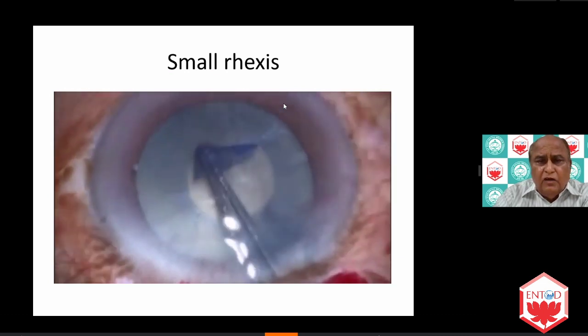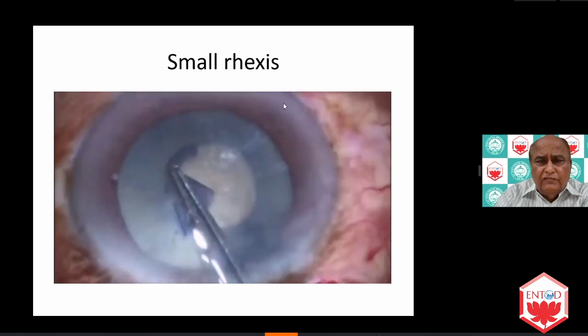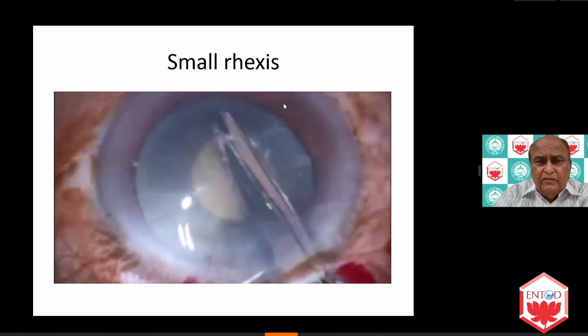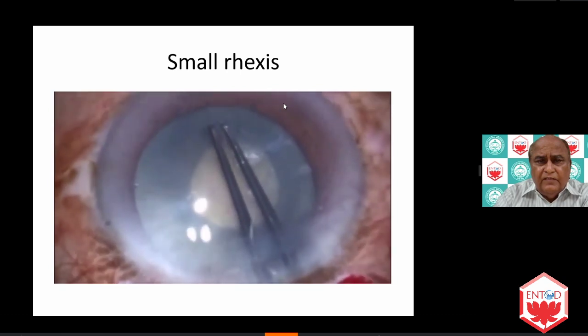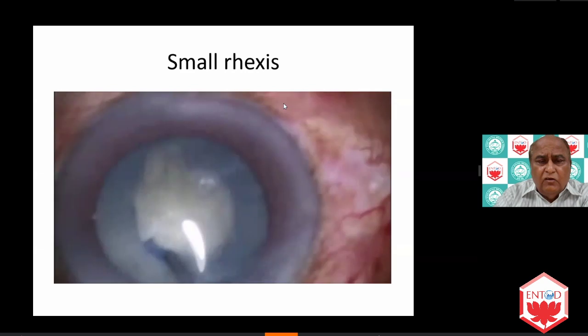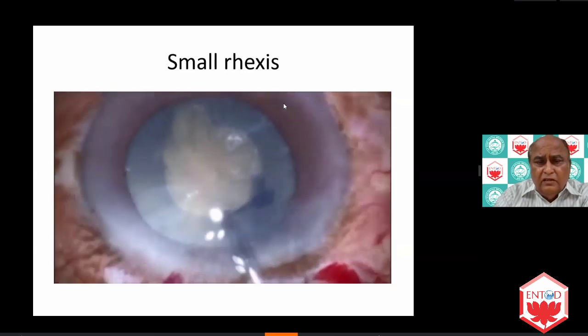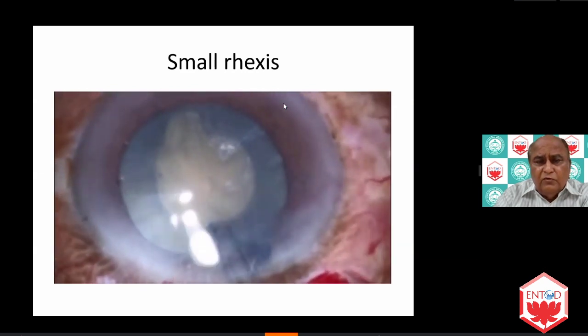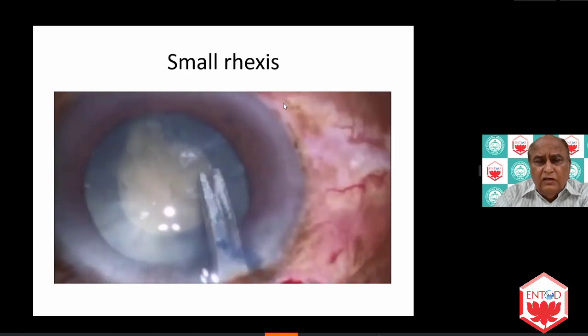So I'll just show you how to do this. Supposing you have done a small rhexis, you make a nick there and then you extend it. It is not essential that in all cases you make it absolutely round. It should be continuous, that is more important. It remains very strong and you can perform this.